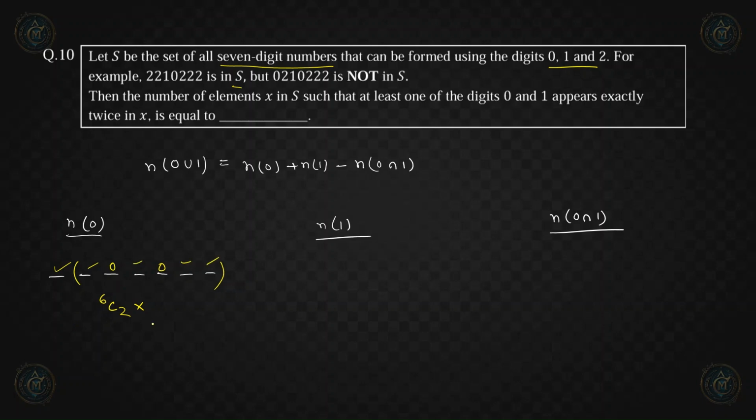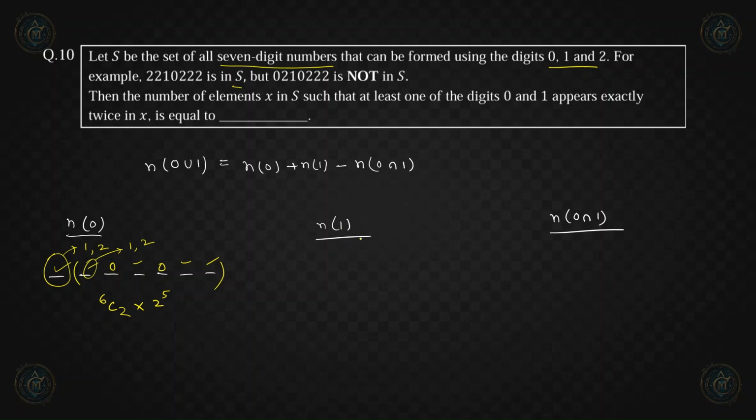Now for each place, how many options are there? We cannot use more zeros, right? Because we are exactly using 2 zeros for this number. That means there will be 2 options for this place. This place we can have 1 or 2. This place again we can have 1 or 2, right? So there will be 2 options per place. That means 2 to the power 5, right?